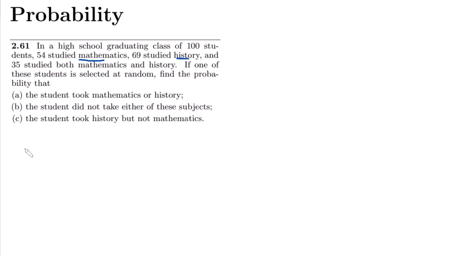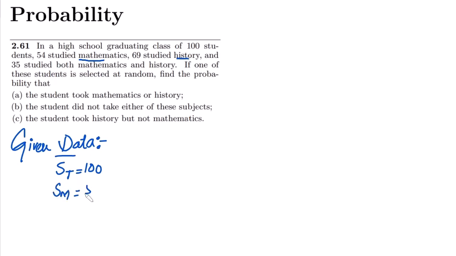So before it, let me write the given data. So in the given data, let me represent the total number of students as ST, and these are 100. Okay. Similarly, students who studied mathematics, let me represent them with SM, and these are 54. Okay. Similarly, students who studied history are S of H, and these are 69 in number. Okay, and 35 students studied both mathematics and history.